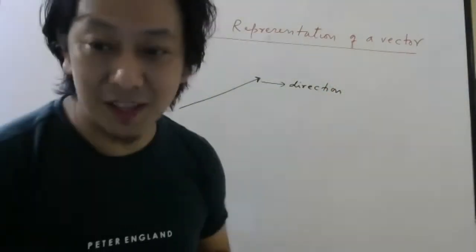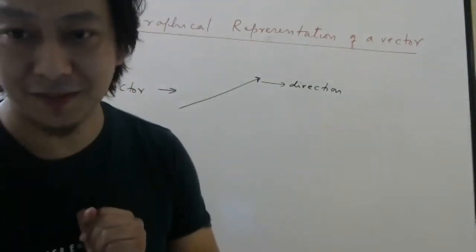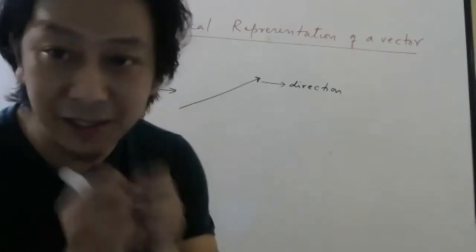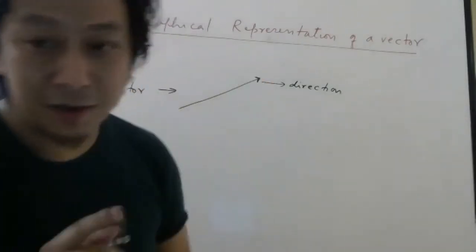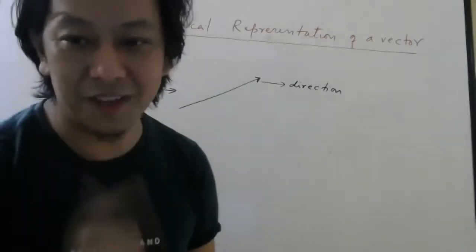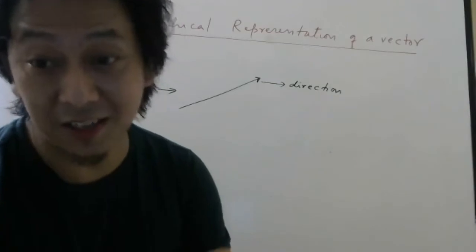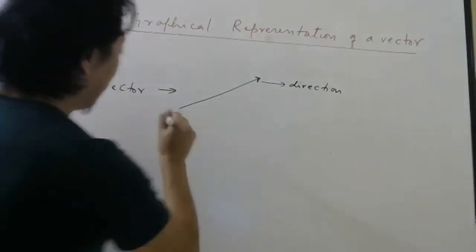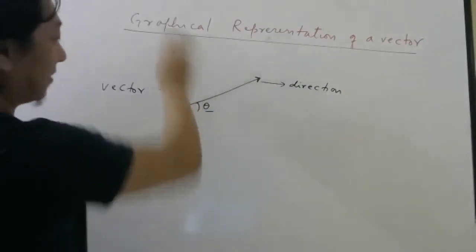Can anybody think what will be the magnitude for this? How to find the magnitude of a vector from this arrow mark? Look carefully, there is only one thing left. No, angle will give direction. Nandita, angle will give you direction. If I change this angle, only the direction will change.